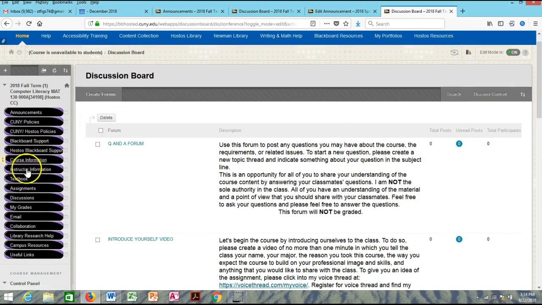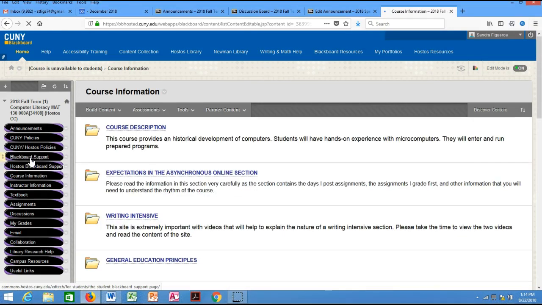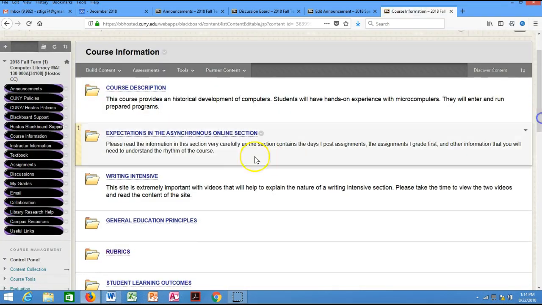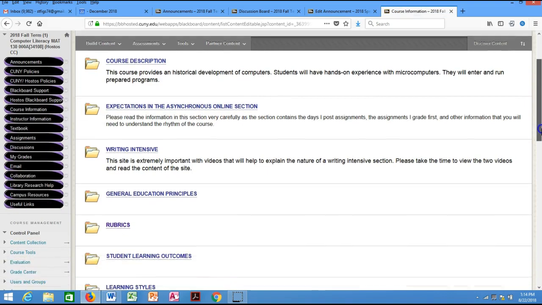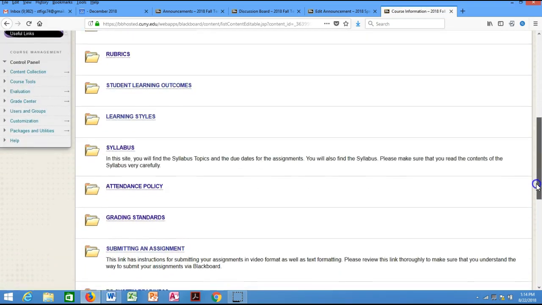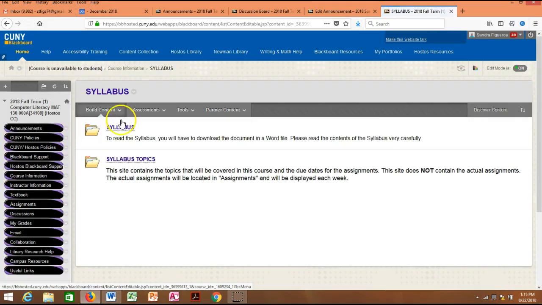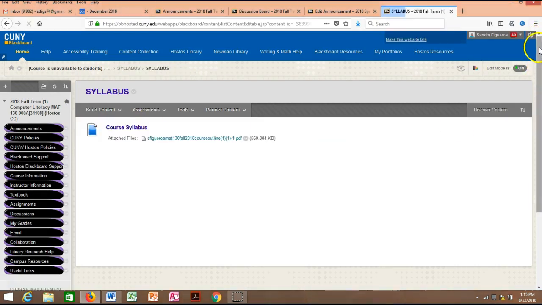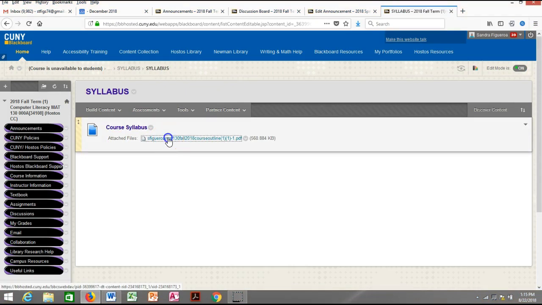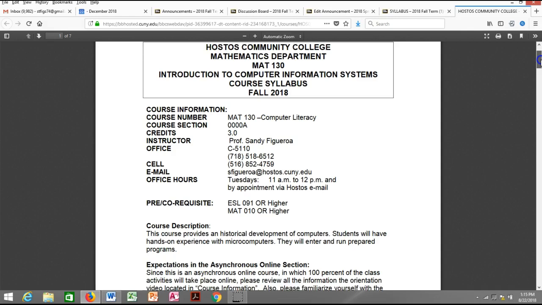All right, so now let's take a look at the course information before we figure out what we have to do. All right. Here's the description of the course, expectations in the asynchronous environment, all of this. Please read all of this. This is very, very important. What are we doing in this class? All right. In this class, ladies and gentlemen, and this is your syllabus.